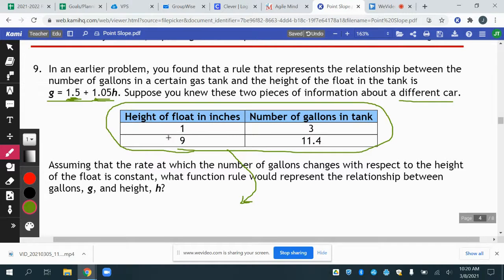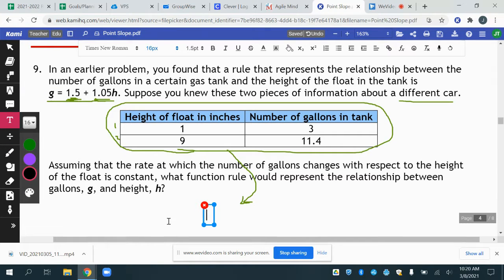So I'm going to look at this. Actually, I'll use the slope formula. This is going to be my point 1, and this is going to be my point 2. So I'm going to have y2 minus y1 over x2 minus x1. What that's going to look like is slope, equals m, equals y2 minus y1. That's going to be 11.4 minus 3. And on the bottom, we'll have 9 minus 1.